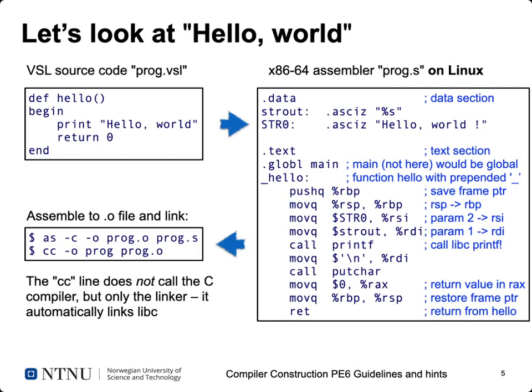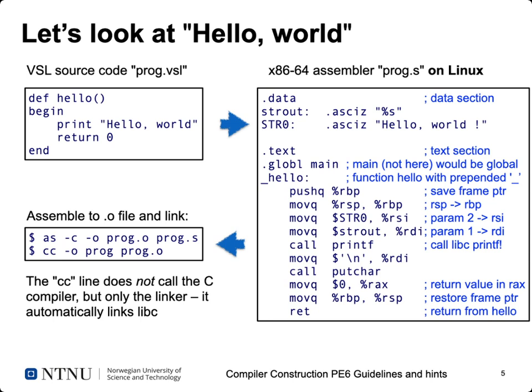So let's take a look at Hello World in assembler. At the top left, we have our VSL source code example program, which just has a function hello, which prints hello world and returns a value of 0. On the right hand side here, we see an assembler program on Linux. This assembler program has two sections, a data section and a text section. The data section only contains two strings here. Strings are represented by the pseudo assembler instruction ASCII Z, which means it's a series of ASCII characters terminated by a 0 automatically, so you don't have to write that 0 as in C.